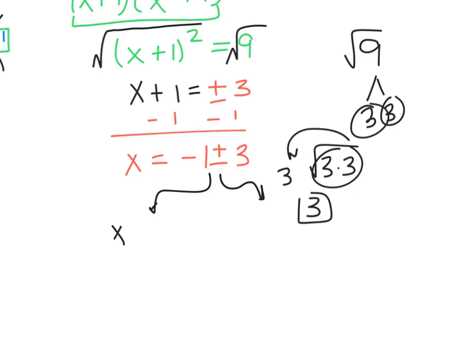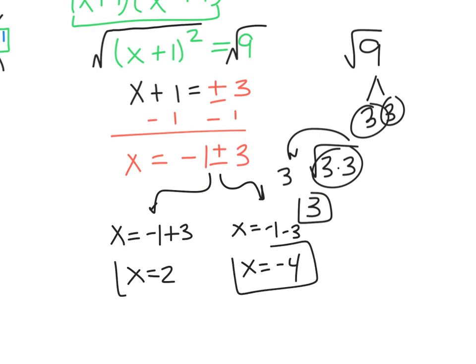And we're going to get x equals the negative 1 plus the 3, and x equals the negative 1 minus the 3. Negative 1 plus 3 is 2, so I can have x equals 2. And negative 1 minus 3 is negative 4, so I can get negative 4. So I have 2 solutions.